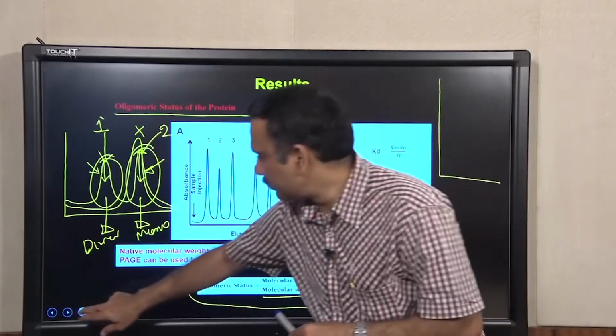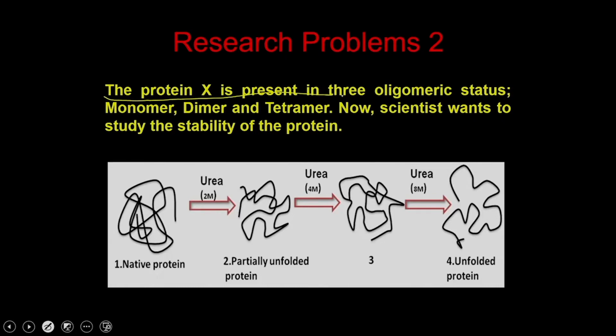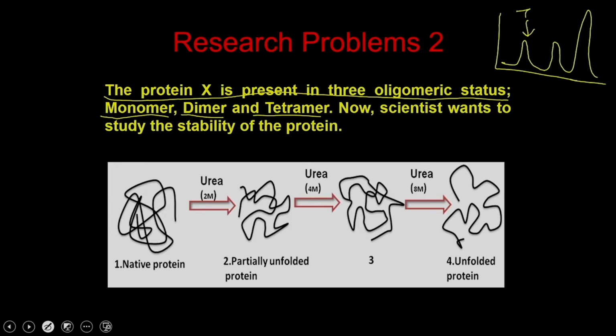Now, let us move on to the next problem. The problem is that the protein X is present in 3 oligomeric states. Here you already know that protein X is present as monomer, dimer and tetramer, which means the protein is present in 3 oligomeric states. This is the tetramer, this is the dimer and this is the monomer. Okay. So, it is already set that the protein X you have produced has 3 oligomeric states, and now the scientists want to study the stability of this particular protein.